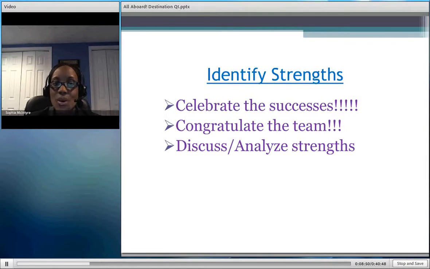So I like to always encourage you to celebrate the successes, because with quality improvement, you first have to step back and say, you know what, we are doing some things right, and we should be happy and proud about it, and let's congratulate the team as well. So when you share your data, you don't only want to look at the areas of development or areas where you feel there's lots of opportunity. You want to say, you know what, team, we've done a great job with this.